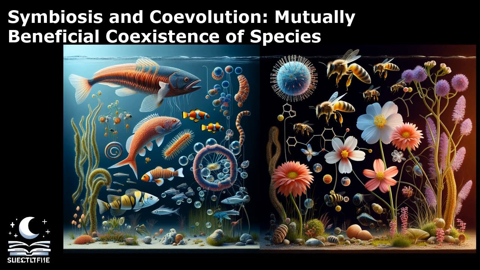Moving to the microscopic world, lichens are a classic example of a symbiotic relationship between fungi and algae or cyanobacteria. The fungi provide a protective structure and absorb water and nutrients, while the algae or cyanobacteria photosynthesize and produce food for the fungi. Together, they form a unique organism with properties distinct from either partner alone. This symbiotic relationship is crucial for lichen survival in harsh environments such as deserts and tundras.